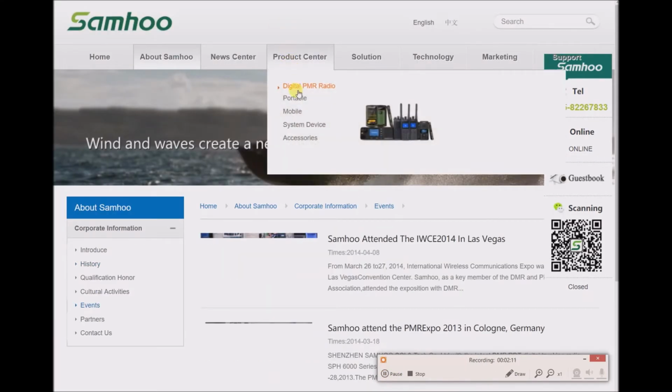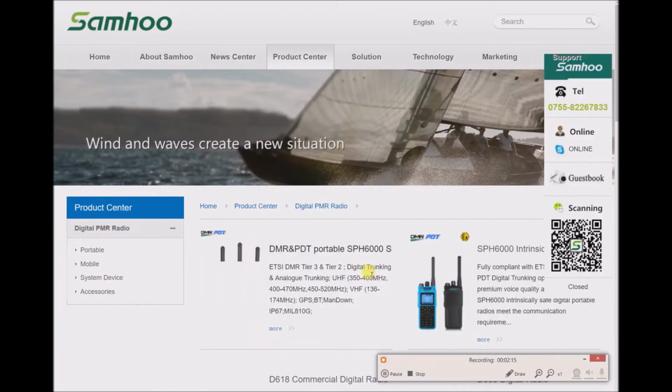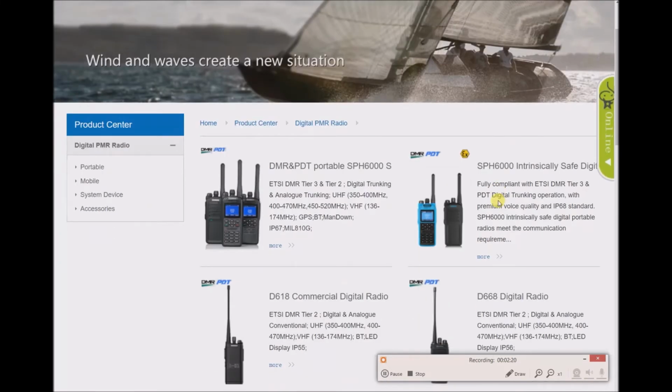Product Center, digital PMR radio. I'll just click the general thing. Okay, close that. DMR and PDT portable SPH 6000s. This is digital trunking and analog trunking. It shows the bands, UHF and VHF.